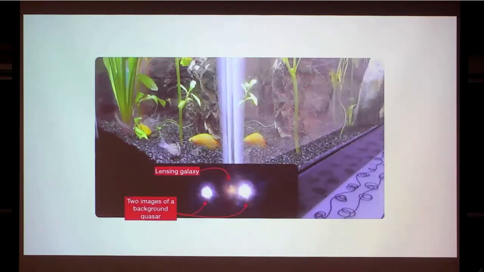Okay. And that's a real image of a gravitational lens. Here you have this orange galaxy sitting in the middle, and then there's a single distant quasar that's really far away behind it, and that quasar is imaged into these two images that you see around it. The two images of the same quasar are produced by gravitational lensing.